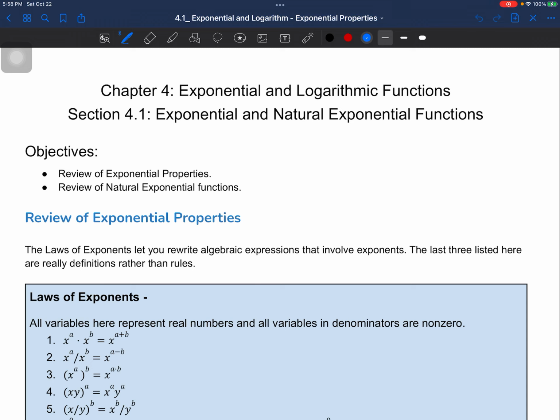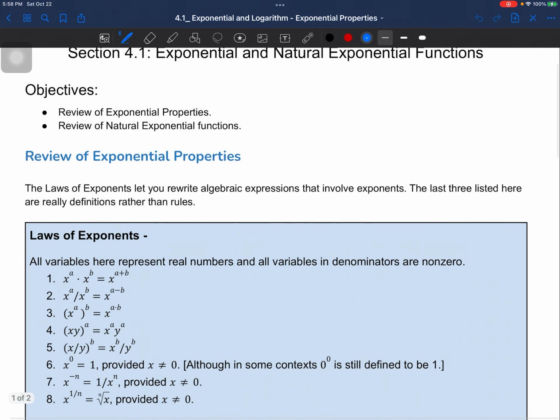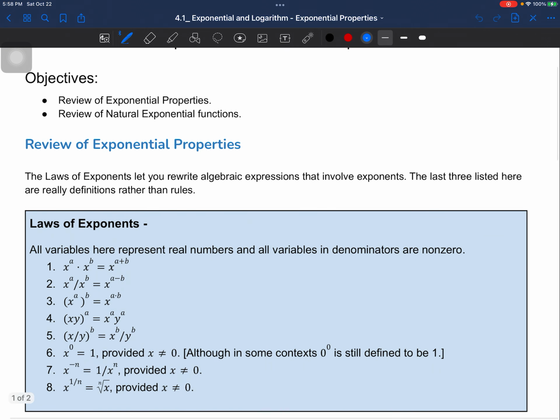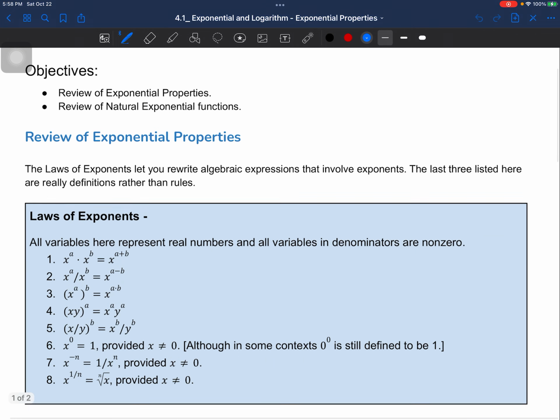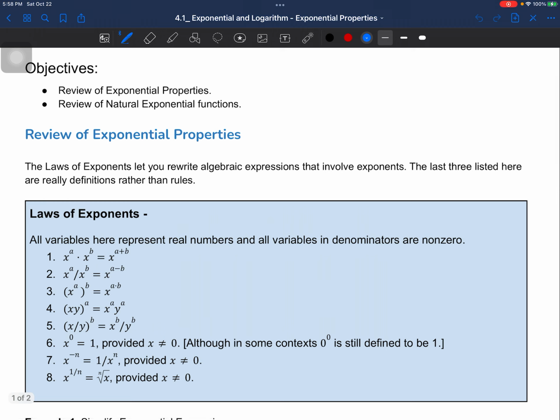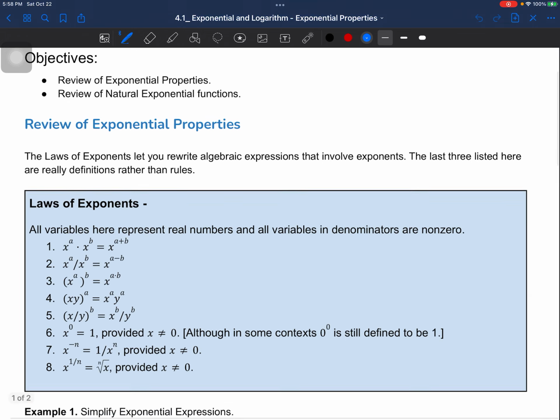We're also going to use this to work with some word problems in the next few sections. So, quick review. This is a section of review that we have done earlier in the semester as well, but I feel it is important for us to have a quick review. So let's begin. We're going to review the exponential properties, and we're also going to review the natural exponential function. We're going to talk more about the exponential function in the next section.